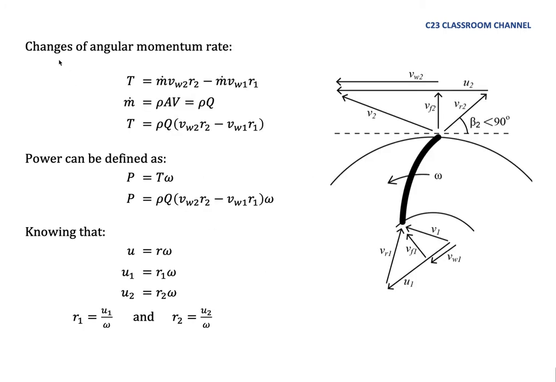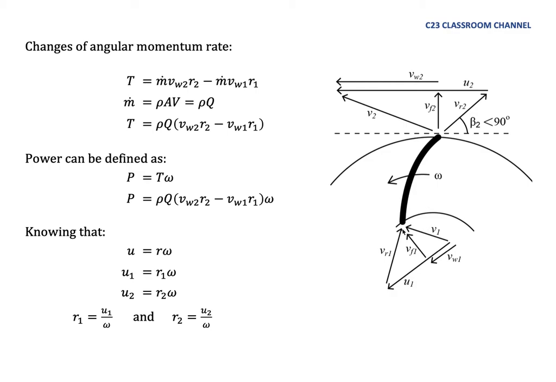Then we need to calculate the change of angular momentum rate. The torque here is the change of angular momentum rate, so we deduct the momentum rate at inlet from the momentum rate at outlet. Why do we deduct 2 minus 1? Because this is a pump. A pump is a part that increases the energy in the flow.